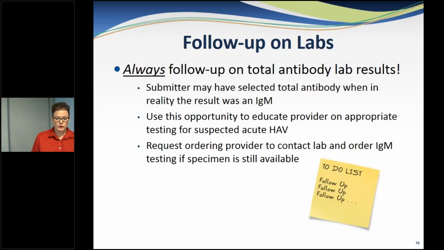Always follow up on your total antibody lab results. The reason being that the submitter may have selected total antibody when in fact the result was an IgM. You can use this opportunity to educate the provider on appropriate testing for suspected acute hepatitis. And you can request that the ordering provider contact the lab and order IgM testing if specimen is still available. So that's important to know.